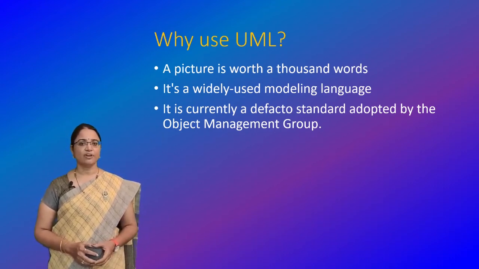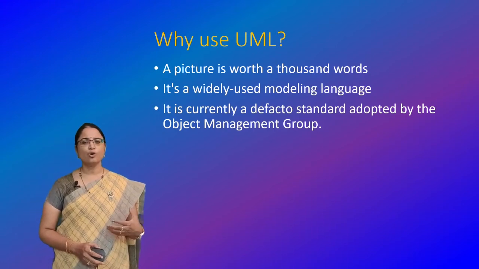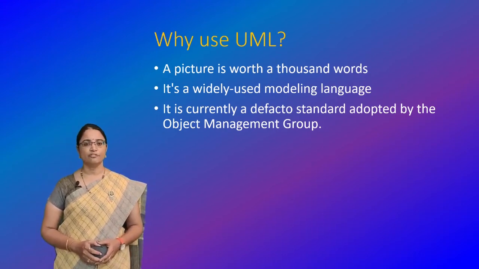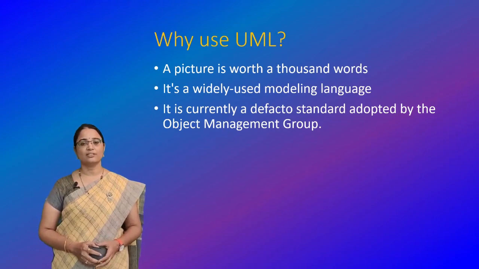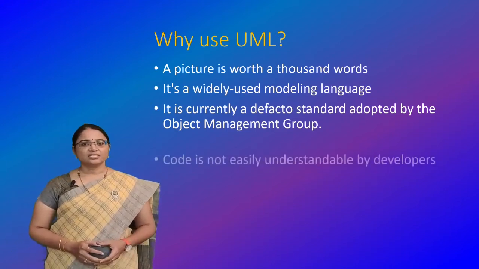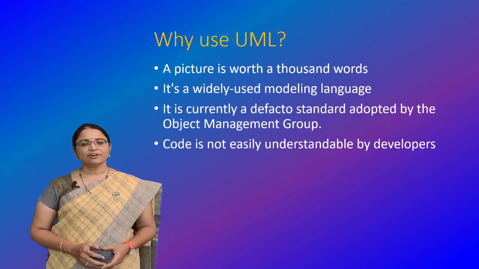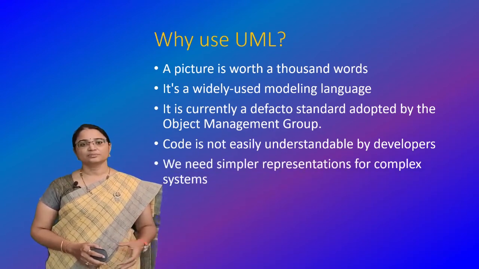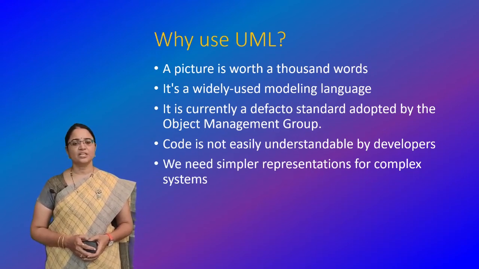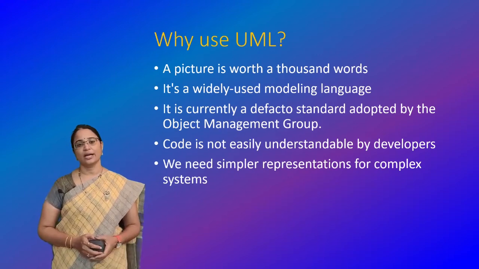Here are some more facts for using UML in our software development process. Let us discuss them in brief. Software is getting increasingly more complex. A pretty old version of Windows XP has 40 million lines of code. A single programmer cannot manage this amount of code in its entirety. Code is not easily understandable by developers who did not write it. So we need a simpler representation for complex systems. So we use modeling to do this activity.